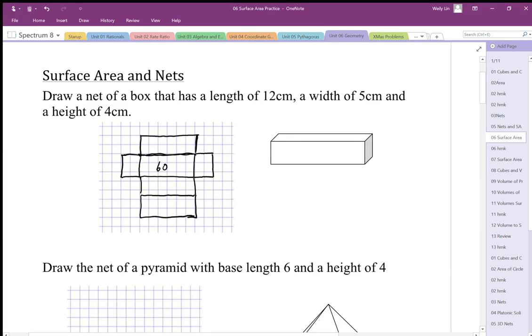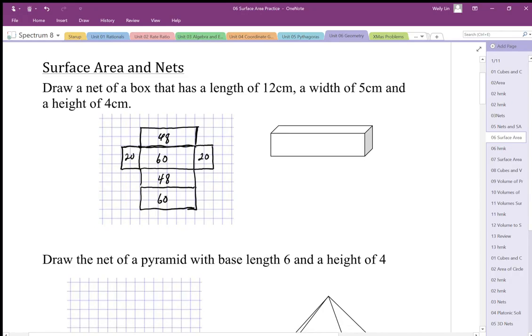This is 12 by 5. This is going to be 4 by 12. This is also going to be 4 by 12. This is 5 by 12. These ends are going to be 4 by 5. So then, accounting for all the surfaces, I'm just going to count them all up: 20, 20, 48, 48, 60, 60. Okay, adding those all up, what am I getting here? I'm getting 160 plus 96, so 256 square centimeters.